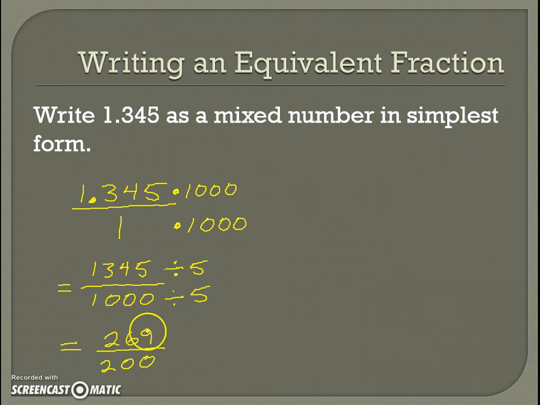What that is when you have an improper fraction, you need to write it with a whole number and a fraction. So I see how many times the denominator goes into this. 200 goes into 269 one time, and that leaves me with a remainder of 69, and then I keep the same denominator. So I get 1 and 69 200ths, and that is 1.345 as a mixed number in simplest terms.